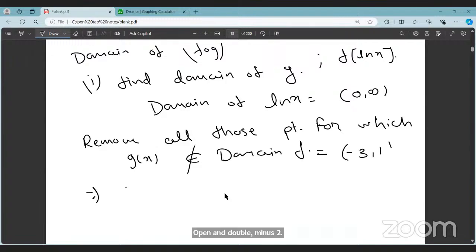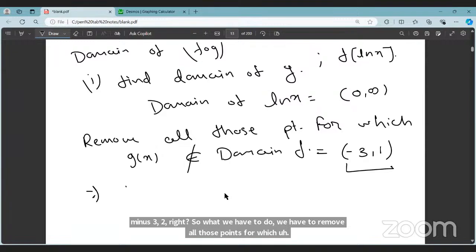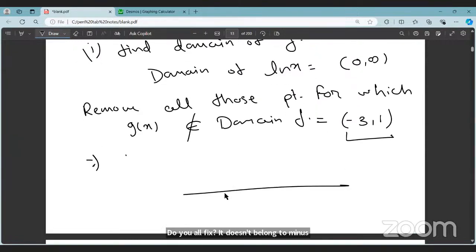Minus 3 to 1, right? So what we have to do is remove all those points for which g of x does not belong to minus 3 to 1, right? So what we can do is take the graph.